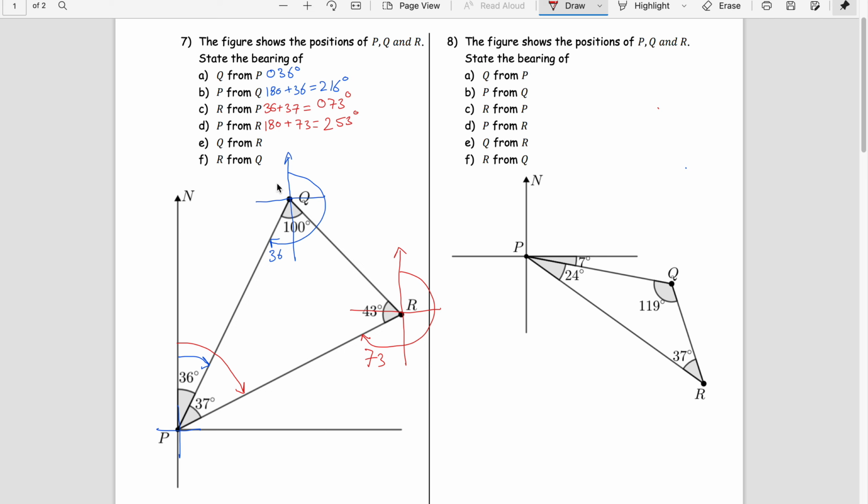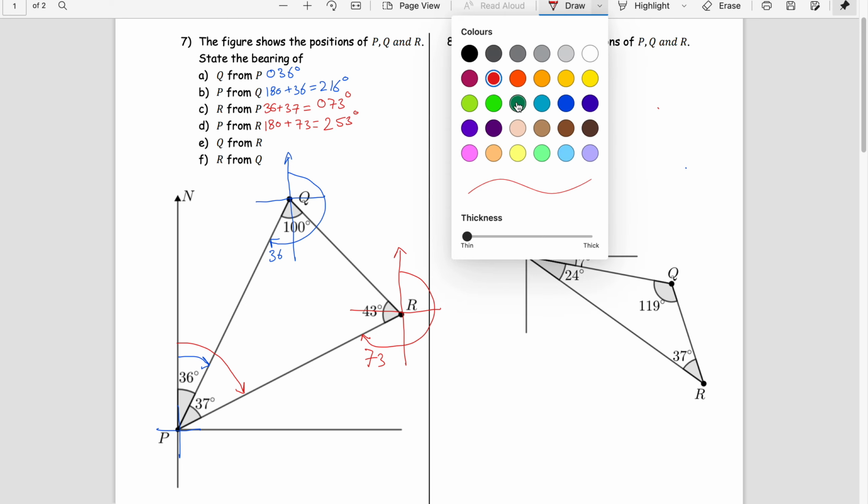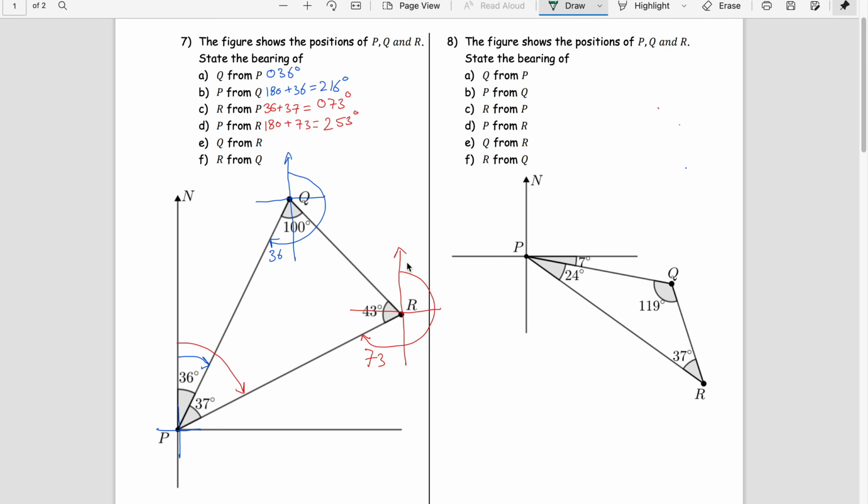Then Q from R. Bearing of Q from R, let us change this color. So you start from here and all the way you turn until you reach this line. So this complete angle was already 253. So 253 plus 43, and it is 296 degrees.